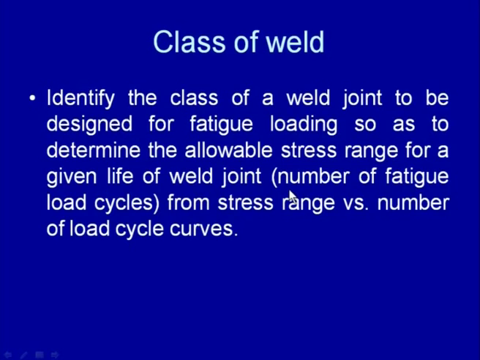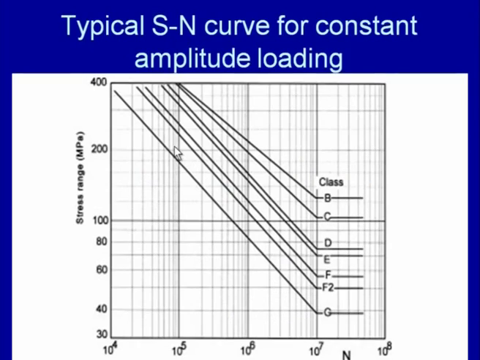The class of the weld joint is identified first, and based on the life for which the weld joint is to be designed and its class, the allowable stress is identified. This identification is done based on the SN curve, which has been developed for the different classes of weld of the different metal systems. Say, one typical SN curve shows the relationship between the stress range and N, the number of cycles required for failure, for different classes of the weld.